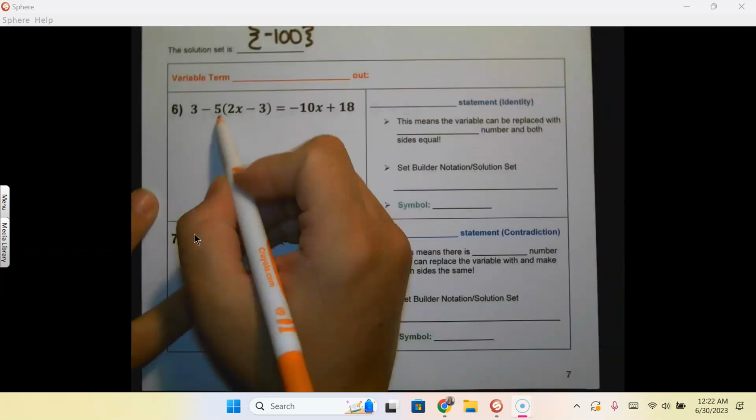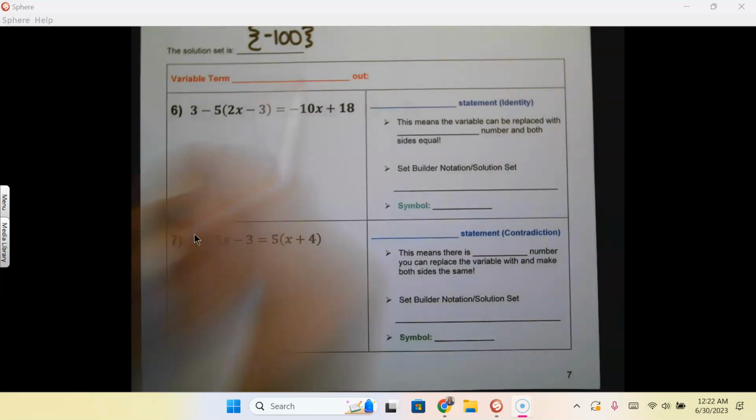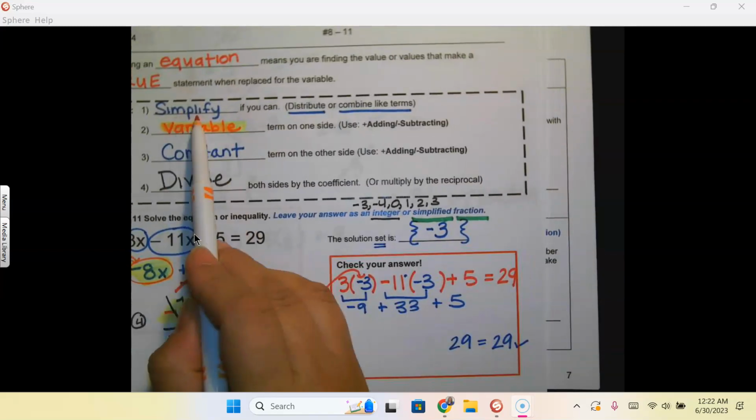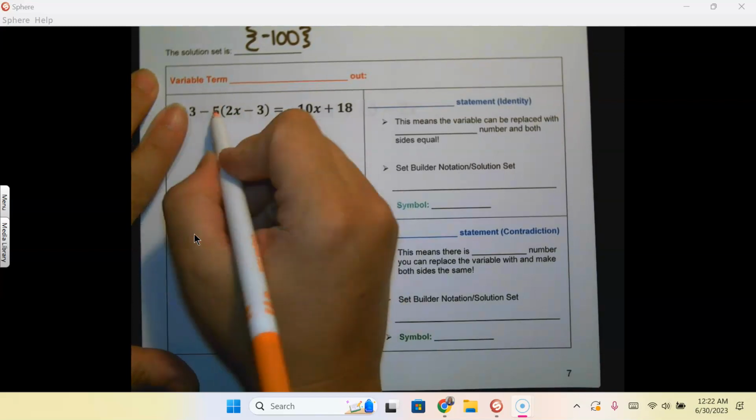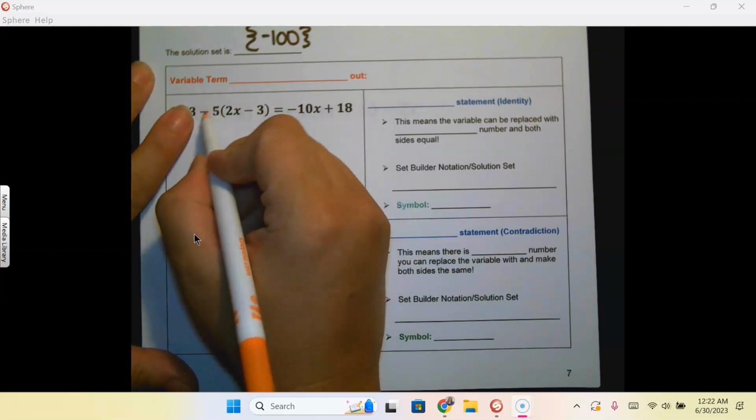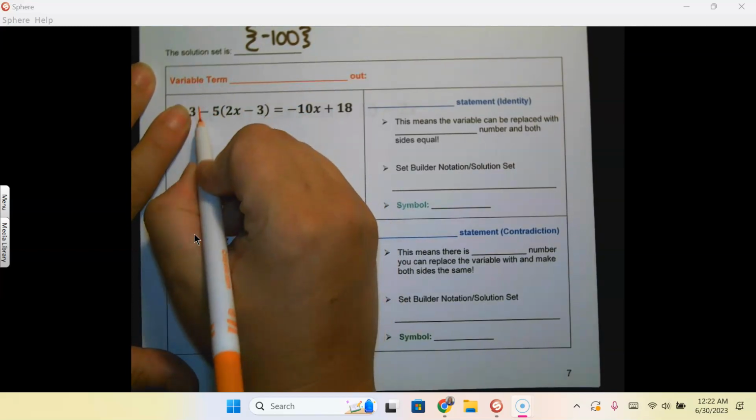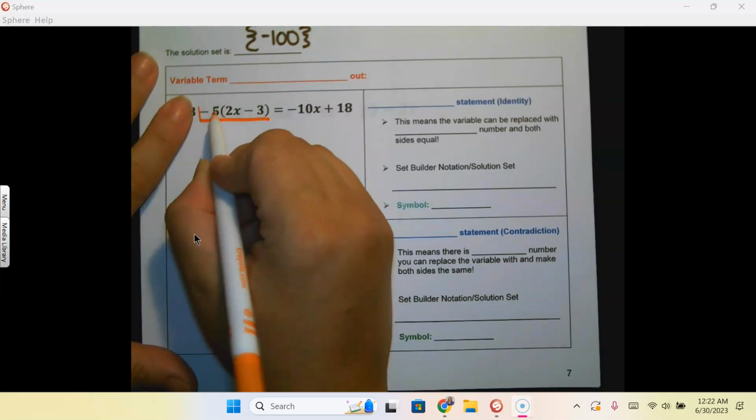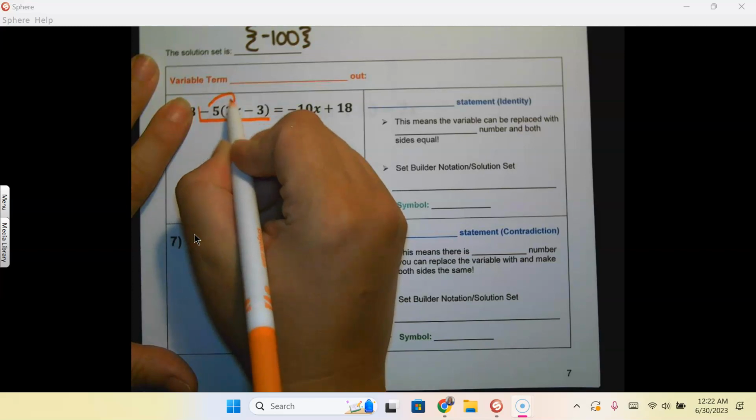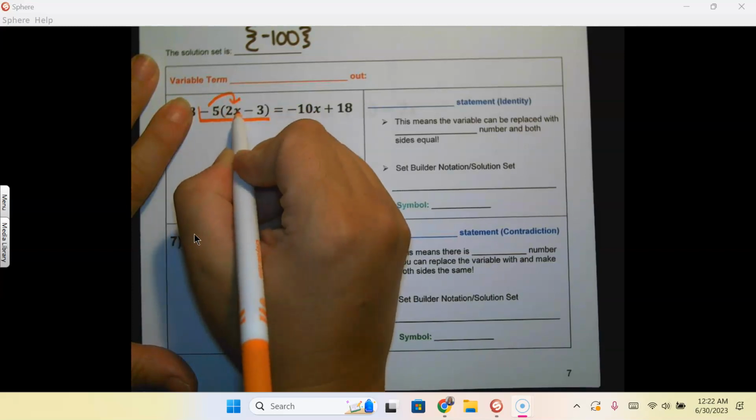Alright, so let's take a look at this example here. Our first step is to simplify if you can. We have parentheses, so we're going to take the number in front, and remember you have to look in front of a number to tell if it's negative or positive. So that 3 minus 5, you're going to look at it as a negative 5. So we're going to do negative 5 times 2x.